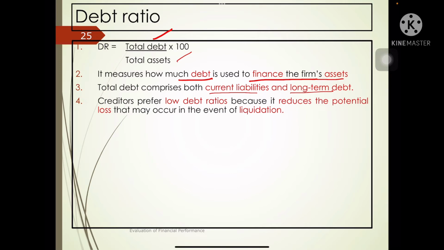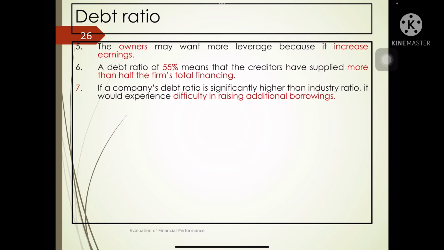So creditors prefer low debt ratios because it reduces the potential loss that may occur in the event of liquidation. Alright, number five, the owners may want more leverage because it increases the earnings. Right, a debt ratio of 55% means that the creditors have supplied more than half of the firm's total financing.